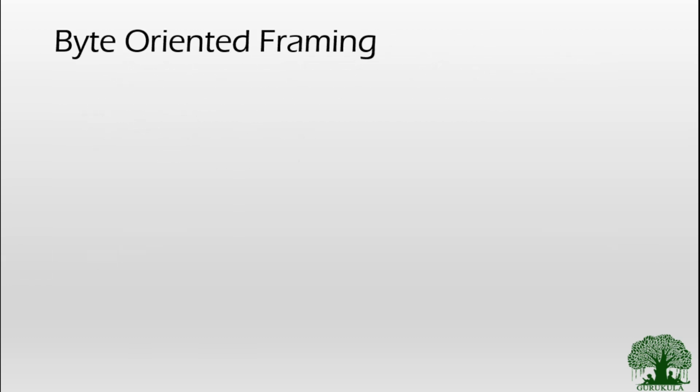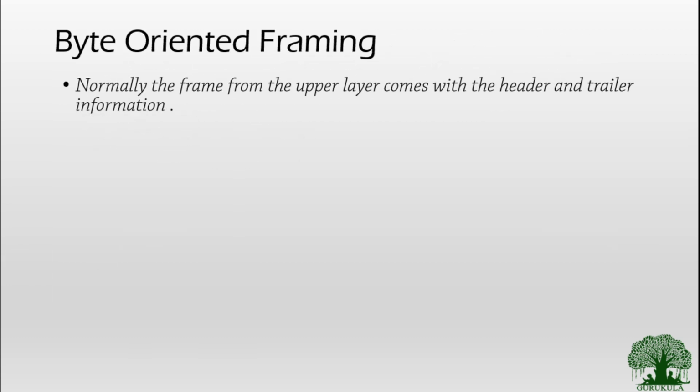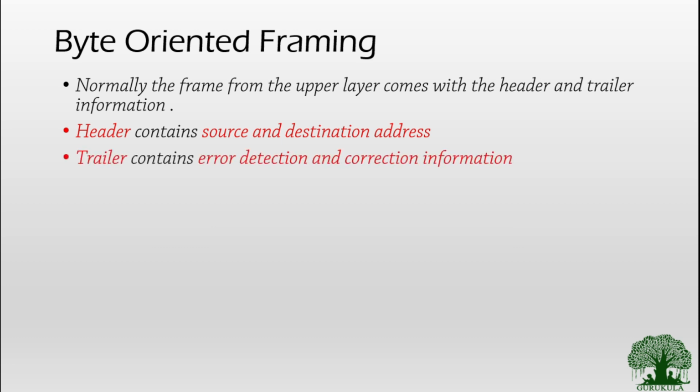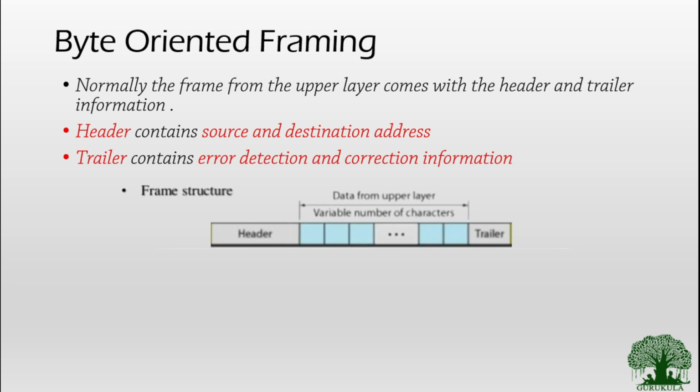Whereas in byte oriented framing, normally the frame from the upper layer comes with the header and then the trailer information. We very well know that. Header information contains source and destination addresses, and the trailer will contain error detection and correction information. So now the frame will look like this.